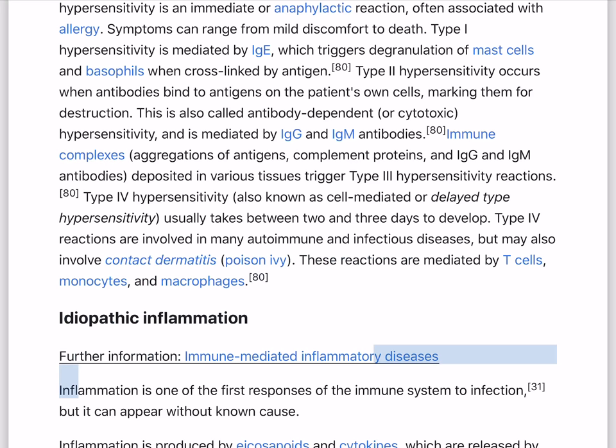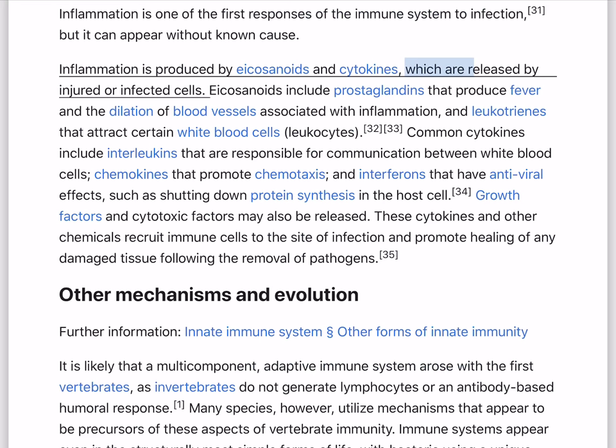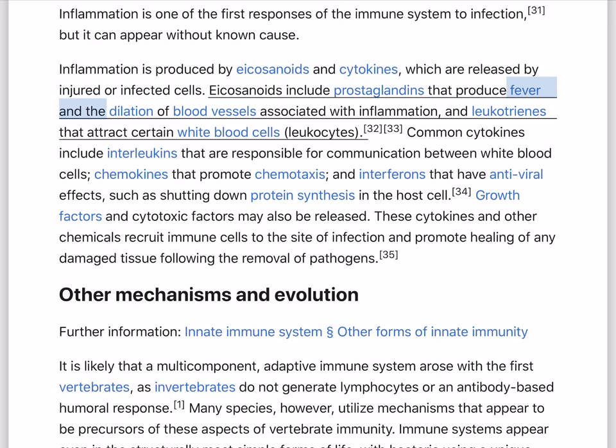Immune-mediated inflammatory diseases. Inflammation is one of the first responses of the immune system to infection, but it can appear without known cause. Inflammation is produced by eicosanoids and cytokines, which are released by injured or infected cells. Eicosanoids include prostaglandins that produce fever and the dilation of blood vessels associated with inflammation, and leukotrienes that attract certain white blood cells, leukocytes.